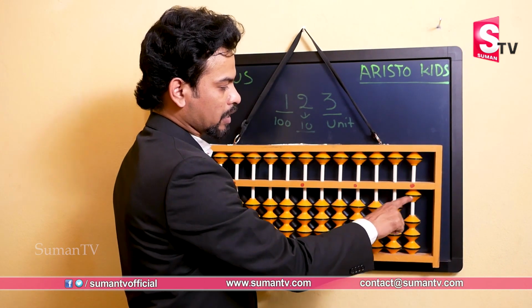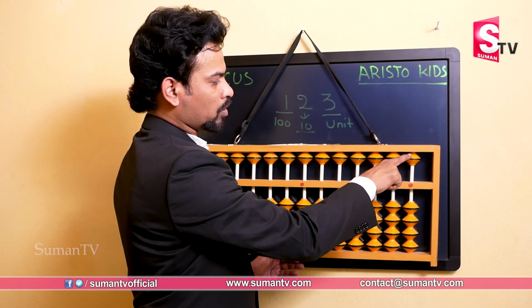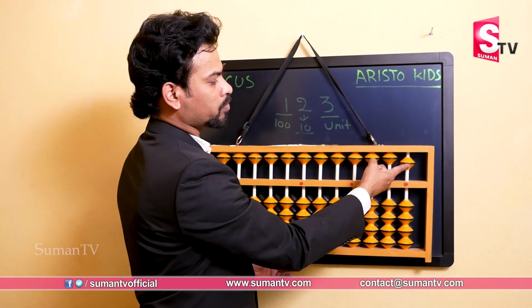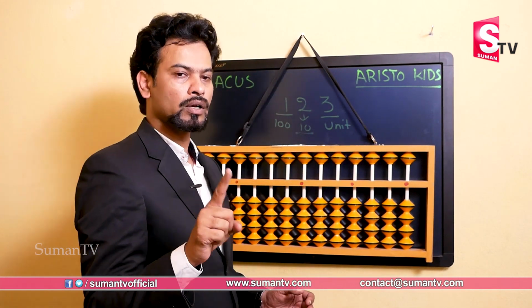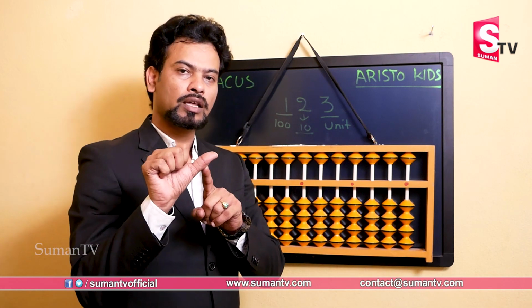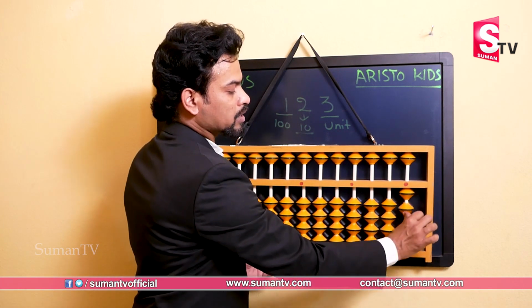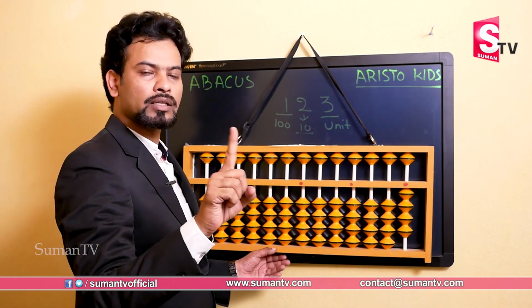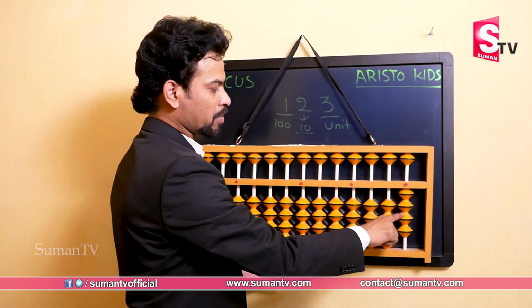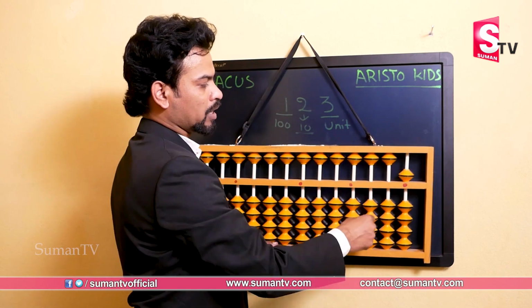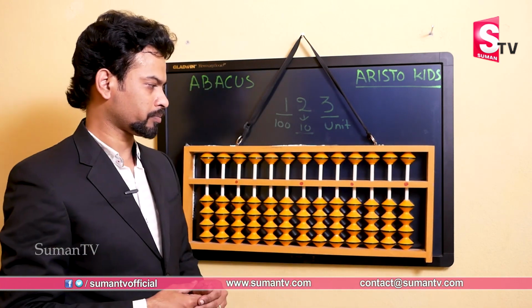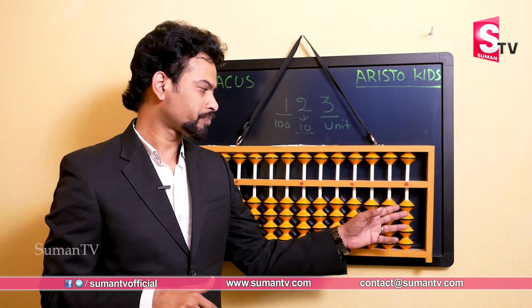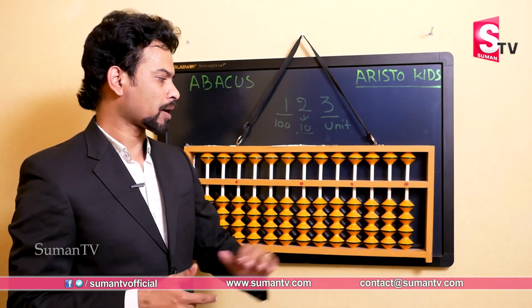We will use the index finger to make the upper bead down, and to make the upper bead up, also we will use the index finger. So again I am telling, we will use the thumb only to make the lower beads up. The work of the thumb is only that much, and all other things we will do with the index finger, like making the lower beads down, upper bead down and upper bead up. So this is the function of our hand to use this abacus.